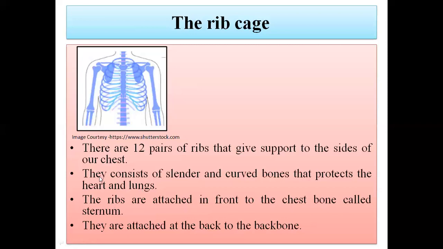And next, the bones are attached at the back to the backbone. Backside, they are attached to the backbone. Here at the back, you can see this is the backbone. Backside, they are attached to the backbone, and front side, they are attached to the sternum. And this rib cage protects our heart and lungs.